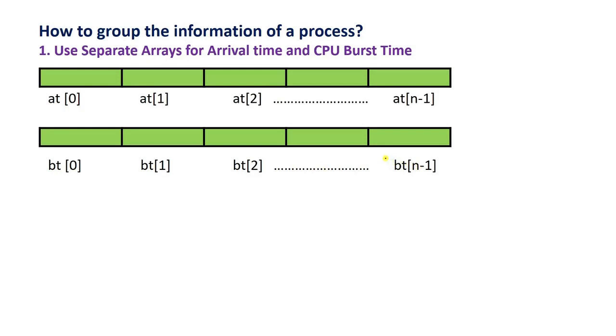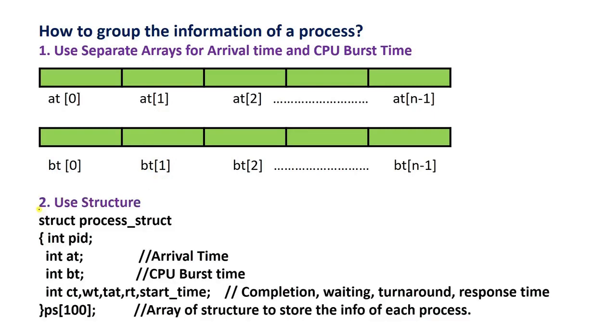Now there is a better way. If I want to fetch any information of, let's say, the first process, that is the P1 process, I'll take the arrival time from the AT array, and from the BT array I'll be taking the burst time. But what I actually want is that all the information of a particular process should be kept under a single name. They should be grouped together. Here the arrival time and the burst time are separated, right? So how can we group the related information? The answer is structure.